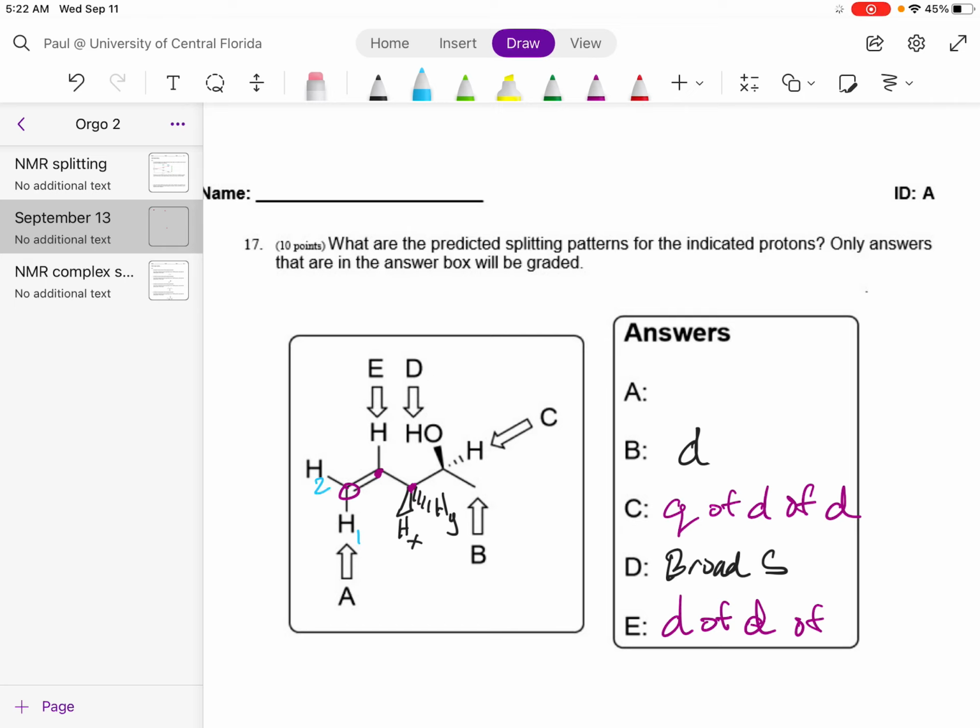They're diastereotopic. And so if we continue on, proton E is going to be split by proton 2 as a doublet, and E is going to be split by proton 1 as a doublet. So if we condense that, we have a doublet of a doublet of a doublet of a doublet for proton E.